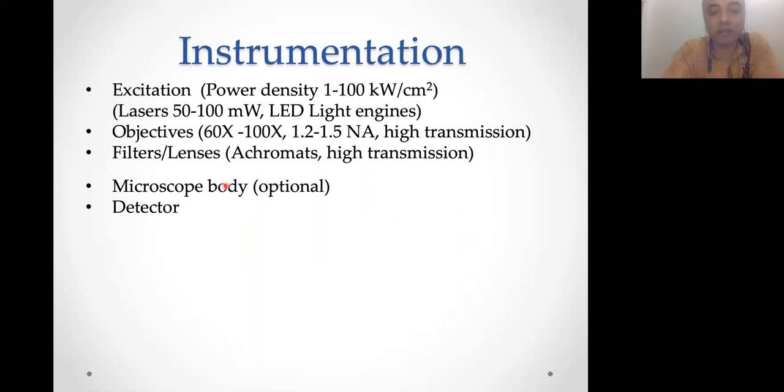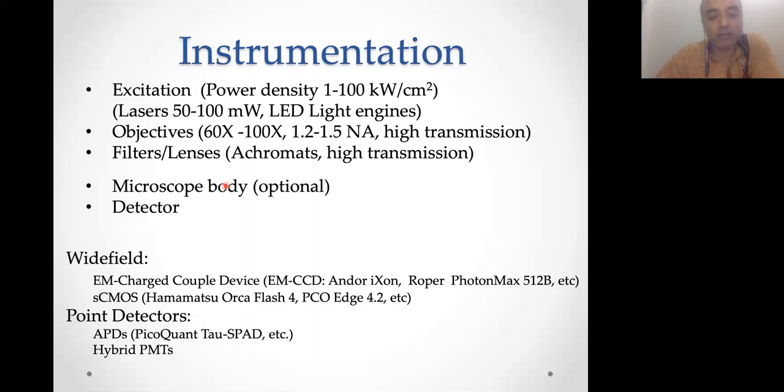You do see a cell, but you don't see the single molecule. You can't focus on it. You have to rely on fluorescence imaging for doing that. And your detectors, as I said before, have to be extremely sensitive.